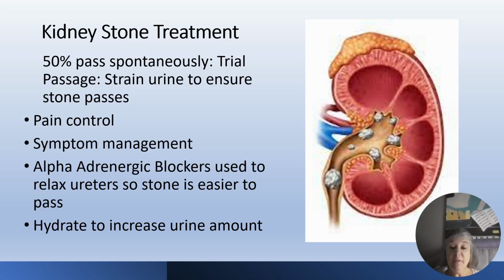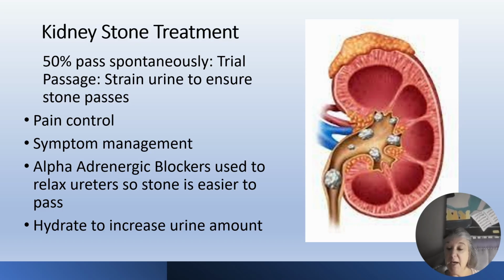And then we may use an alpha adrenergic blocker, which relaxes the ureters so the stone is easier to pass. If you remember, we use alpha adrenergic blockers with BPH, right, to help men pee easier. Okay, same idea here.